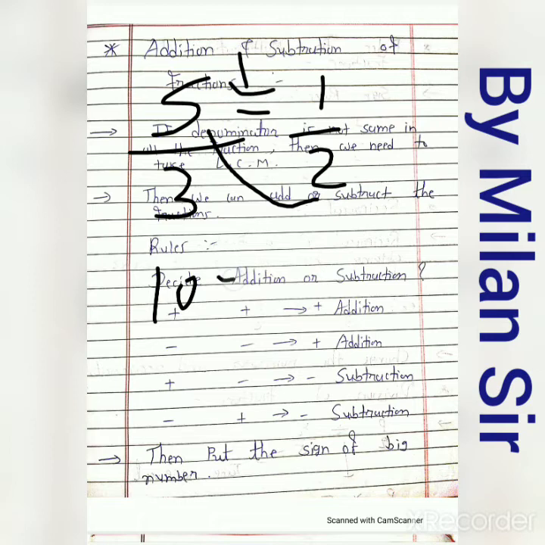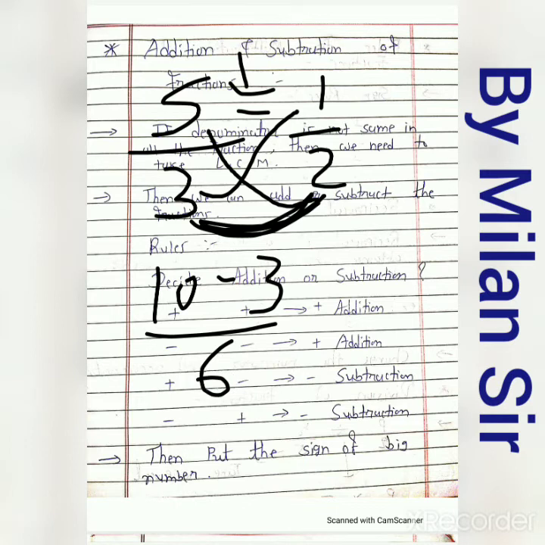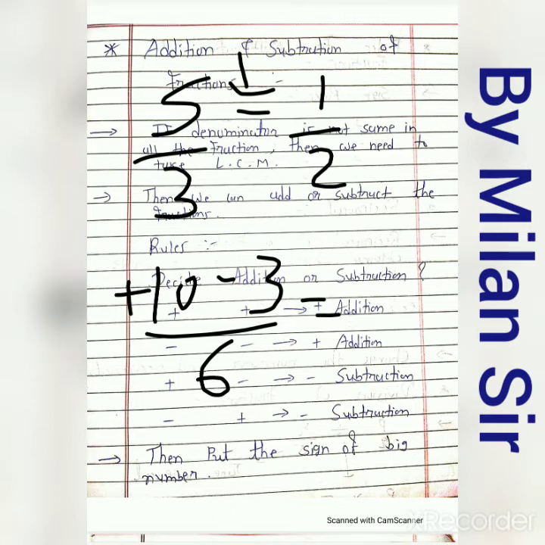Then the negative sign. Then this 3 multiplies with 1, so 3 ones are 3. And in the denominator, multiplication of 3 and 2, 3 twos are 6. So our answer is 10 minus 3. Here one is positive, plus 10 and minus 3, so plus minus means we need to do subtraction. So 10 minus 3 is 7. Denominator as it is. Sign of the bigger number: here the bigger number is 10, so the sign is positive. Plus 7 by 6.